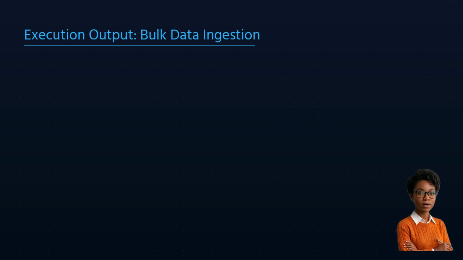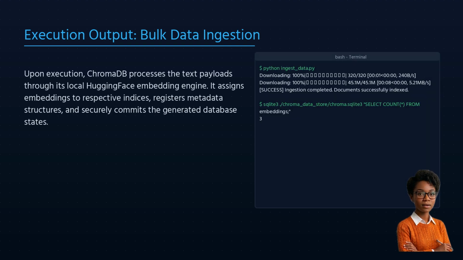Let's review the terminal output. Notice how ChromaDB automatically triggers the download of the sentence transformer model if it's not present locally, embeds each text, and writes them directly into memory and database storage. No errors, everything is indexed and fully searchable.